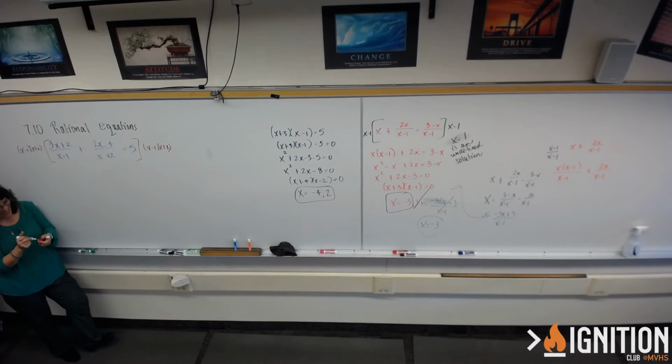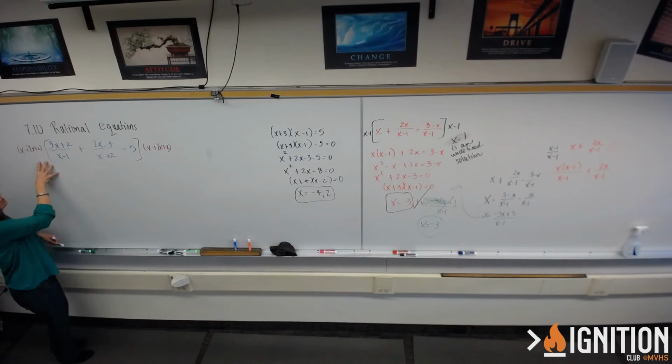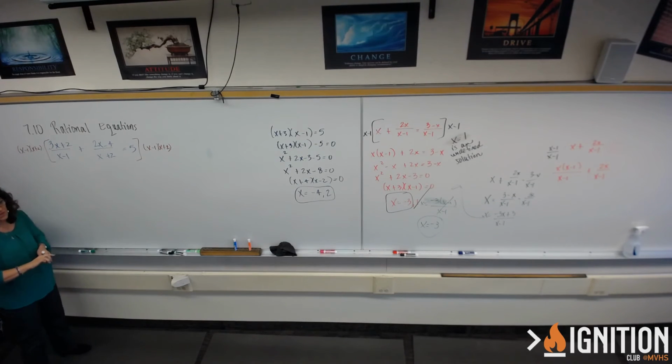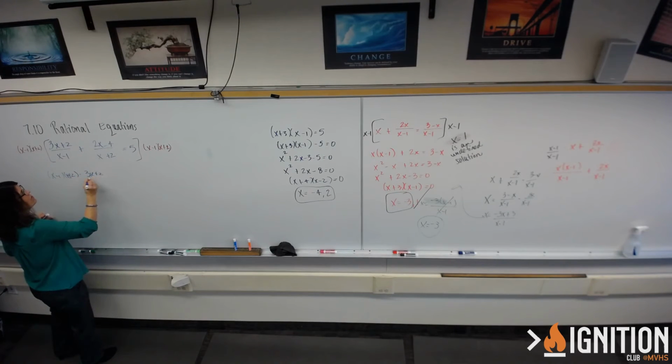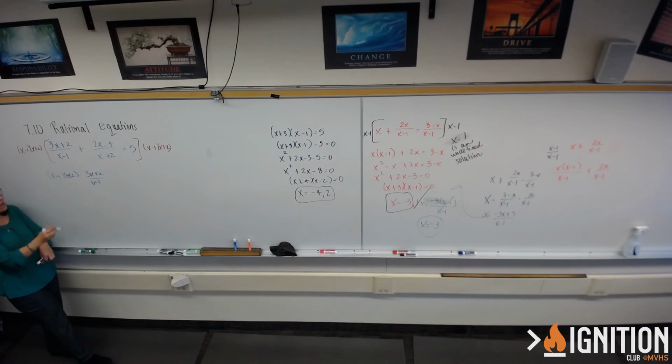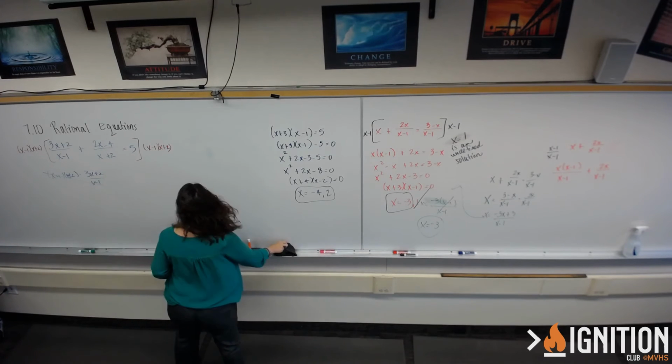When you are done multiplying through, there should be no more fraction. That's the whole point of using the LCD. So the first fraction, when I multiply the quantity x minus 1 times x plus 2 times 3x plus 2 over x minus 1, what reduces? Yeah, the x minus 1 is reduced. That's the whole point. You're getting rid of the fraction. The whole reason you chose x minus 1 times x plus 2 is so that you could reduce out the denominator somehow.